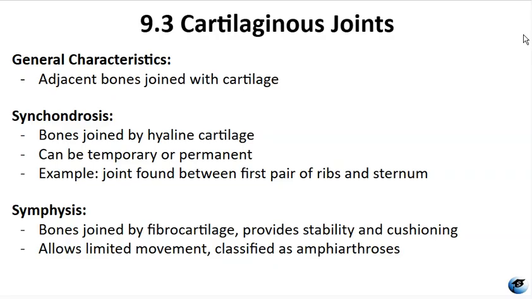Symphysis is when bones are joined by fibrocartilage, and as we've discussed before, fibrocartilage is a very strong tissue and it's resistant to bending forces. So this kind of joint allows for limited movement and it's functionally classified as amphiarthrosis. Examples include the pubic symphysis and the intervertebral symphysis, which provide stability and cushioning between the adjacent bones.